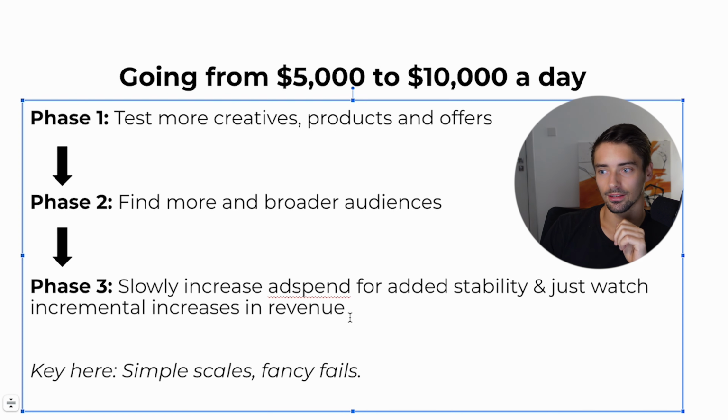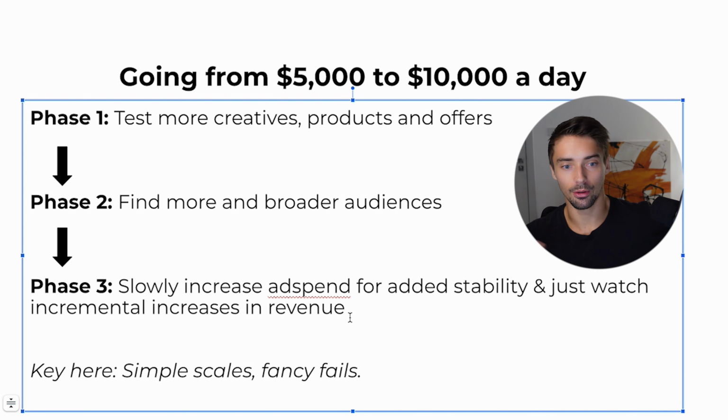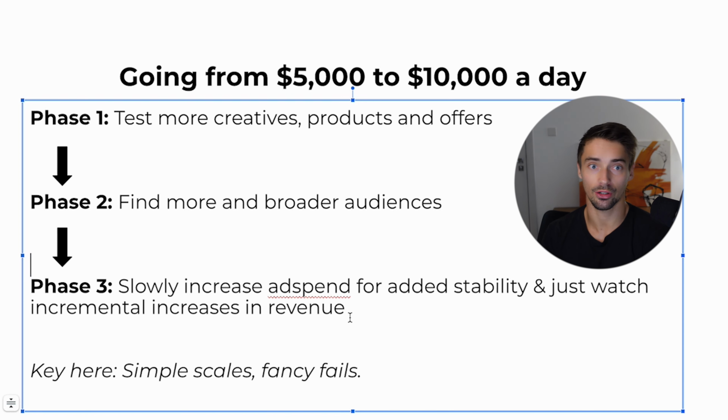So looking at the business holistically will be much more important than just looking at in-platform data, because Facebook can tell us it's a 1x return on ad spend, but if they're still getting 5K a day in revenue from the same ad spend, we don't really care, because we have the client's best interest at heart, right? So the key here is really simple scales and fancy fails. We are not looking to reinvent the wheel for this client, taking them to 300K per month in revenue. We're simply gonna do the actions that we did to take them to 5K and just do more of it, right? It's the boring work that wins.